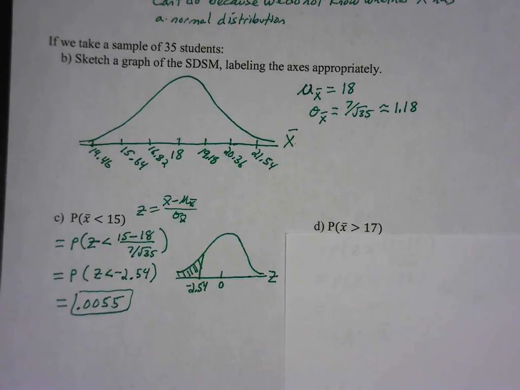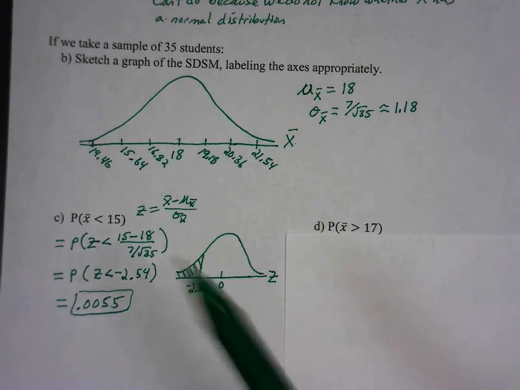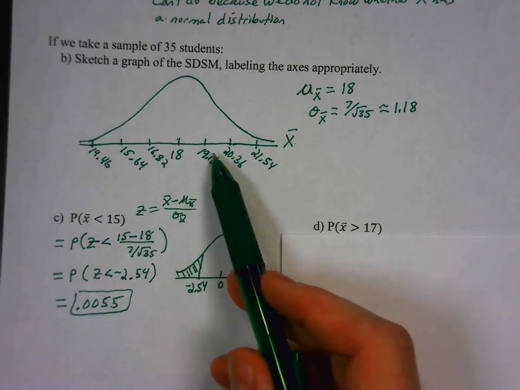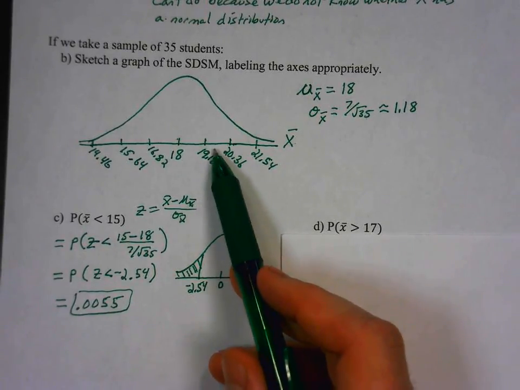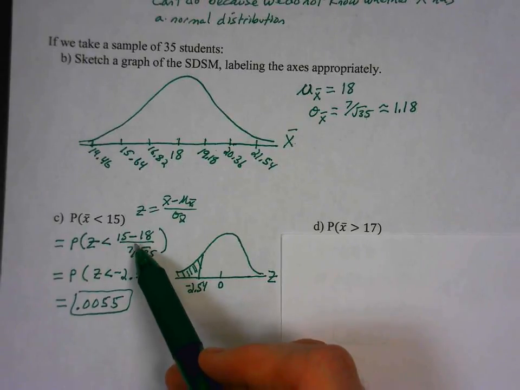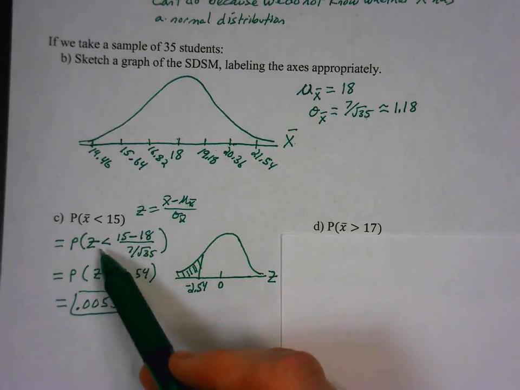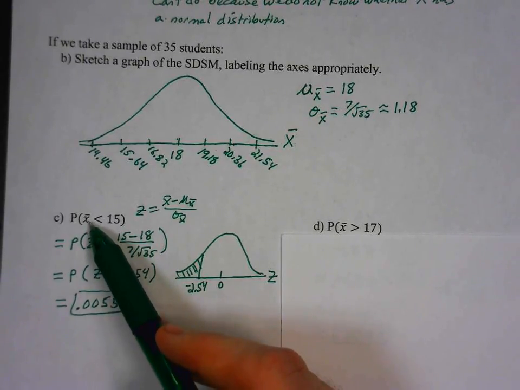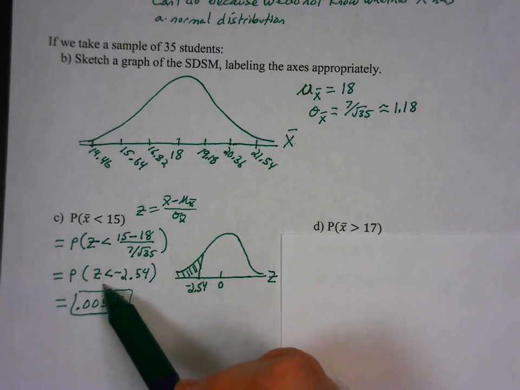Okay, we end up with a probability of 0.0055. So again, once you understand the idea that we have a normal distribution here, the work is the same as before. Convert x into z, or I'm sorry, x bar into z, and then find the probability.